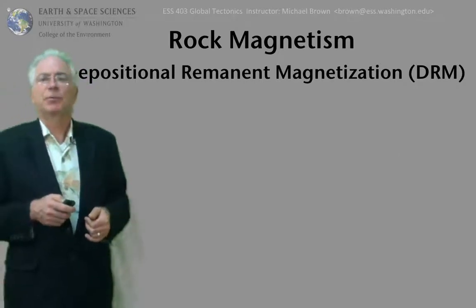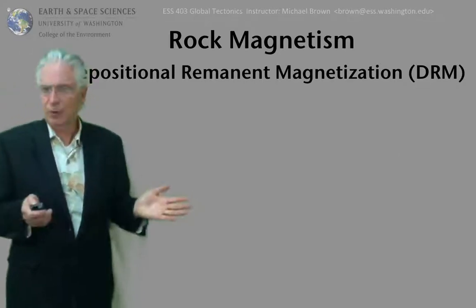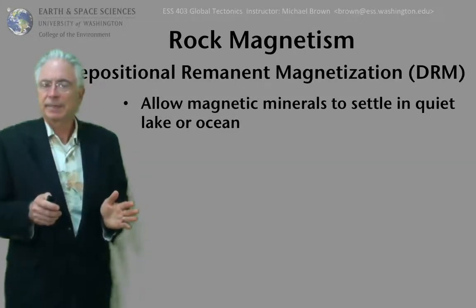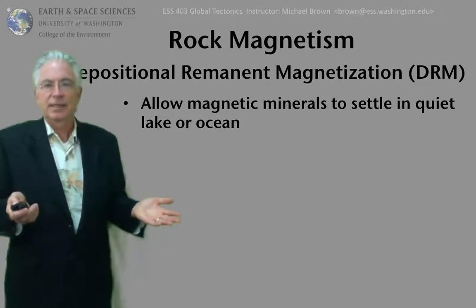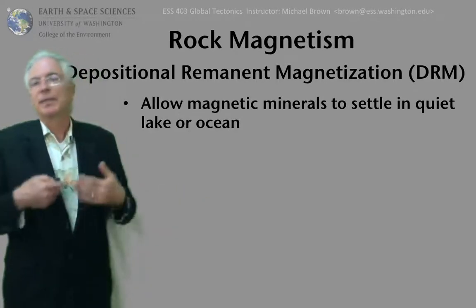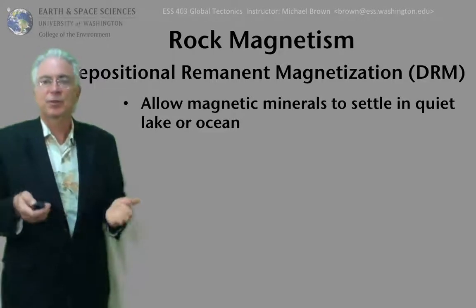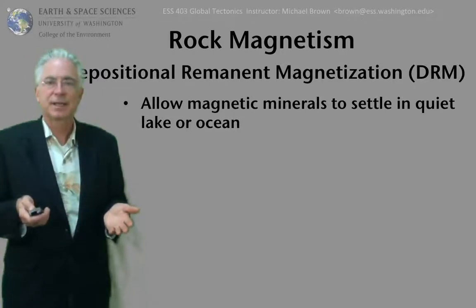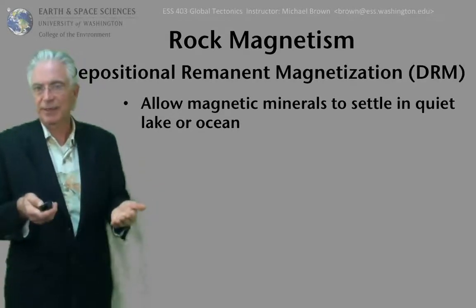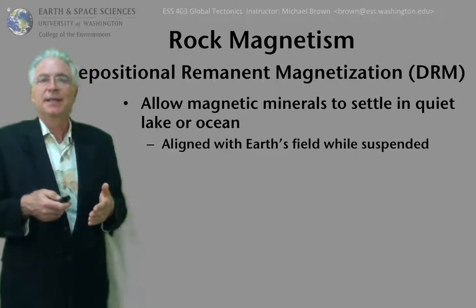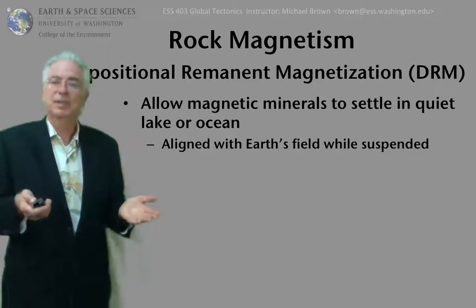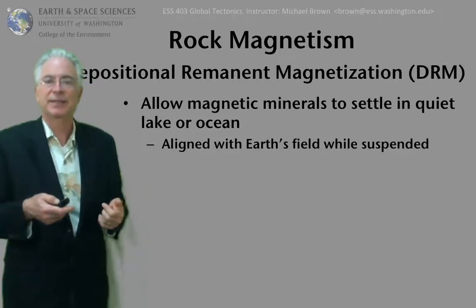Now, depositional remnant magnetization is a different process, and here we imagine magnetic minerals like magnetite eroding out of igneous rocks somewhere, being carried by streams and rivers into oceans or into quiet lakes. These magnetic minerals initially are suspended if they are small enough, and as they're suspended, they will tend to align themselves with Earth's magnetic field, just as a compass needle will align itself with Earth's magnetic field.